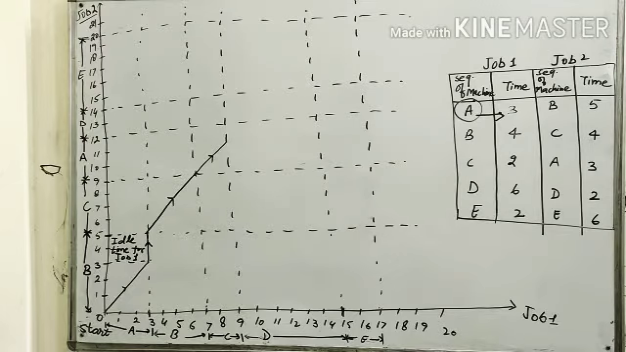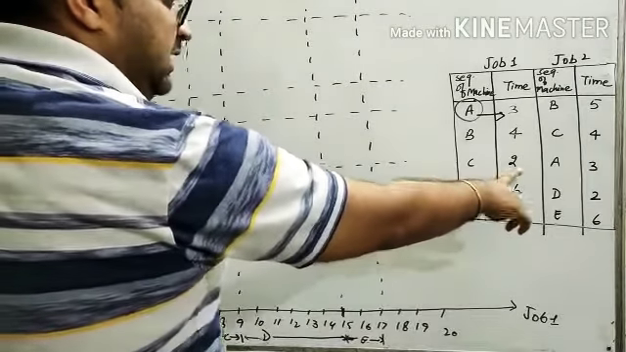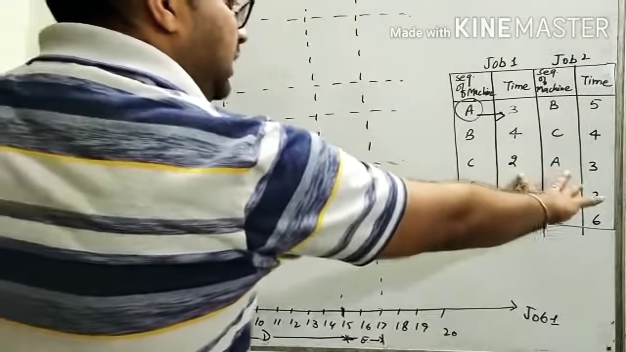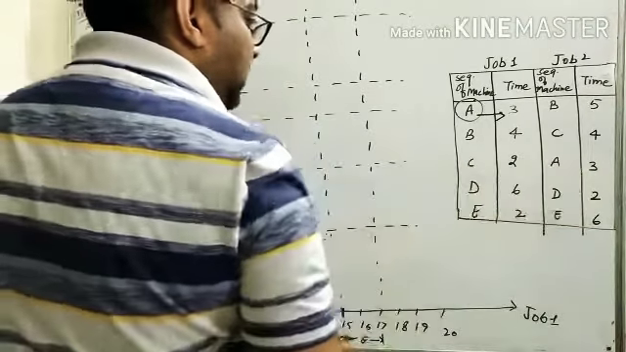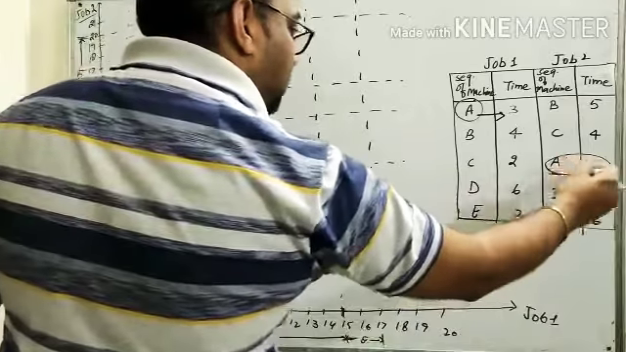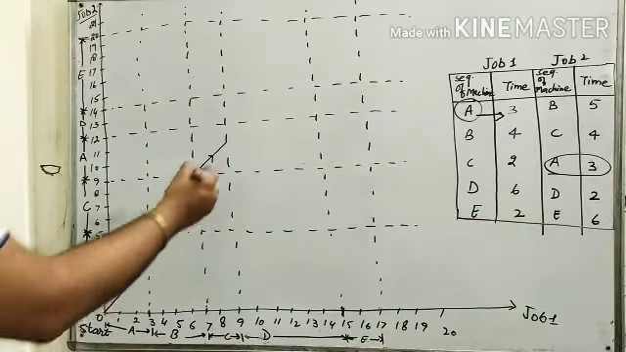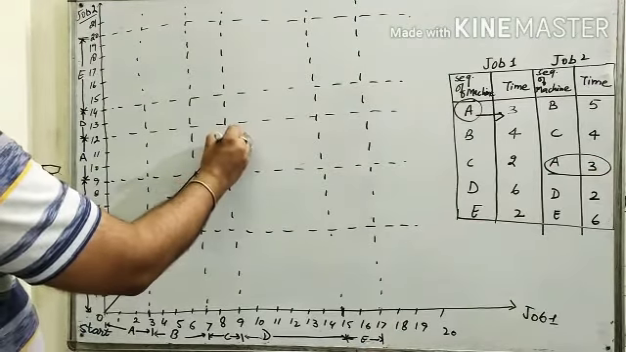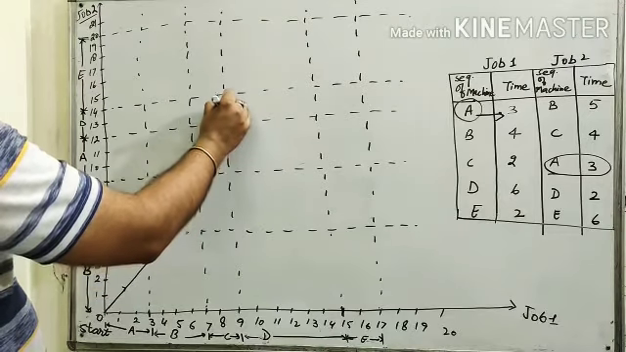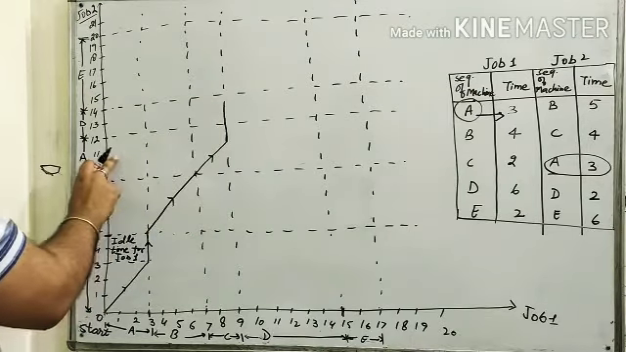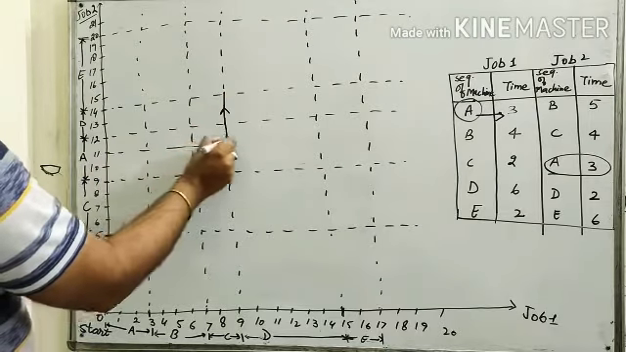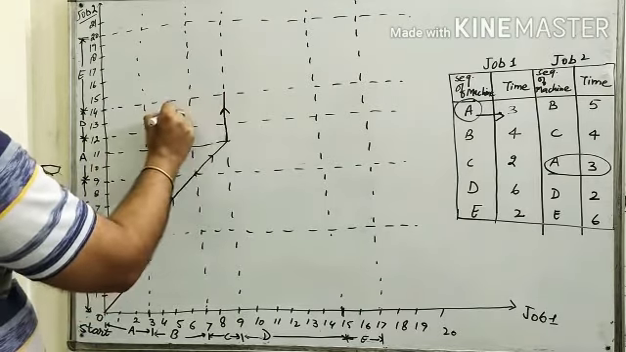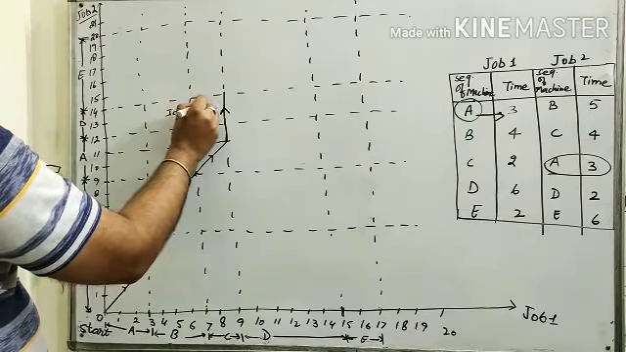And how much do we have to move vertically? This C job, C will take 2 hours. Why? Because next will not be available at this time. How much time is it not available? It is not available up to 3 hours. We have to be idle up to the 3 hours, that is 11 to 14. This is the idle time for job 1.